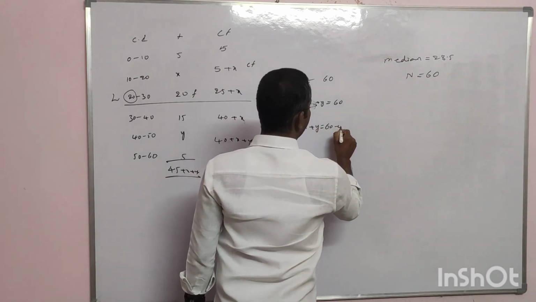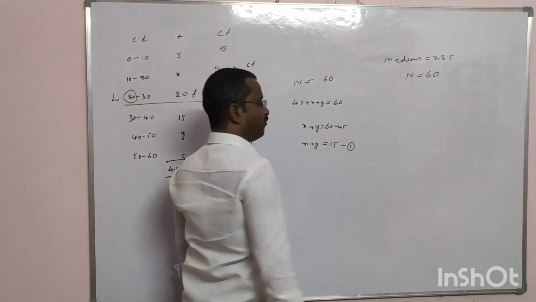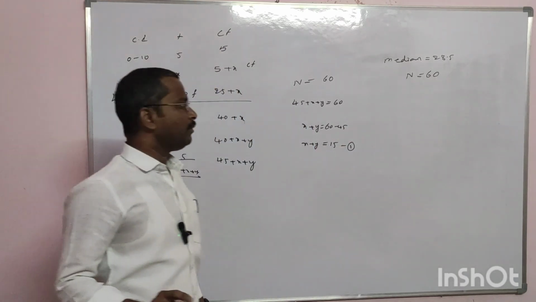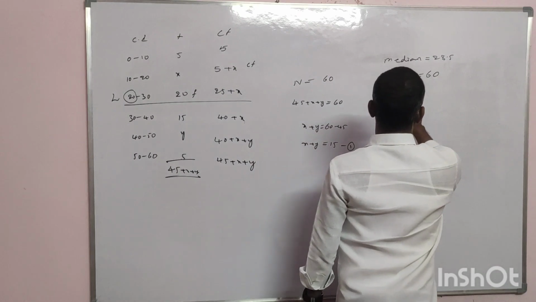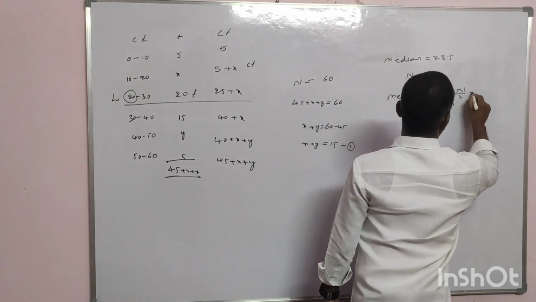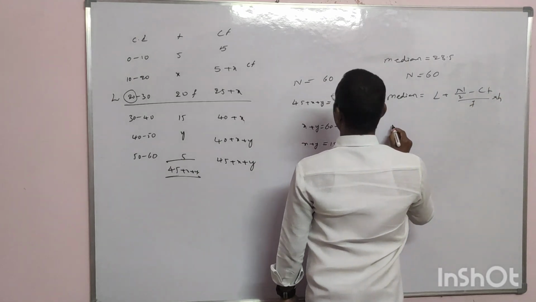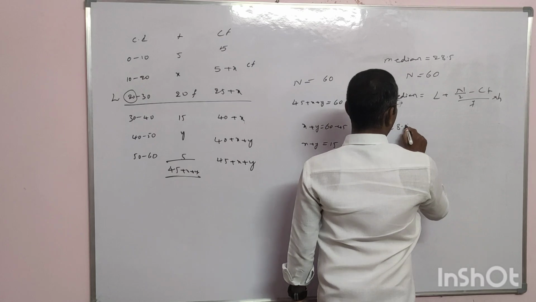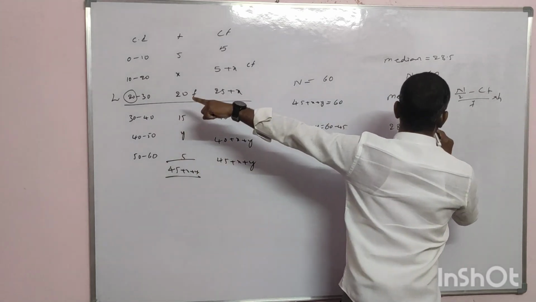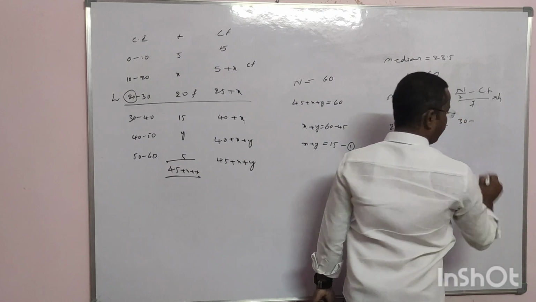x plus y is equal to 60 minus 45. So x plus y value, what, Nana? 15. You put it aside. Now apply your formula. Median is equal to L plus (n by 2 minus CF) by f into h. What is the median, Nana? 28.5. What is your L? 20. What is your n by 2? 60 by 2, that is 30.